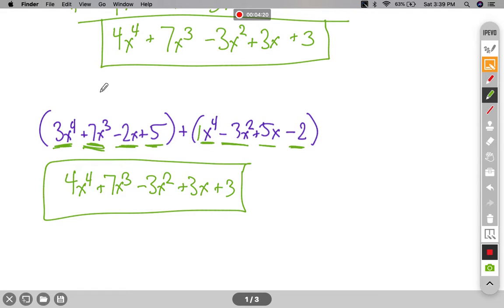You notice I'm getting the same numbers, 4, 7, negative 3, 3, 3. Either way will work. The one thing I will say, watch out when you're doing it this way. If you notice, I underlined each number or each term as I added it. When we do it this way, it's easy to skip a term or miss something. So I like to make some notation to show that, yes, I have added every single term and I got that final answer.